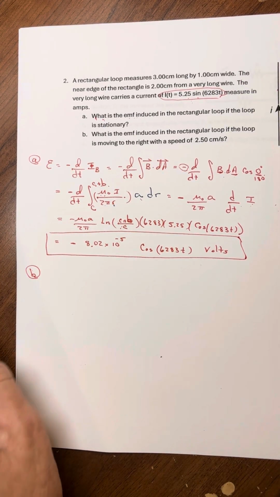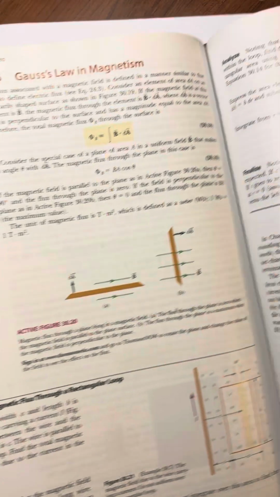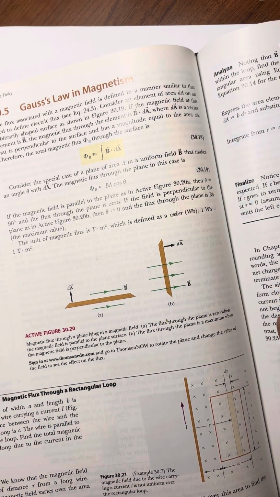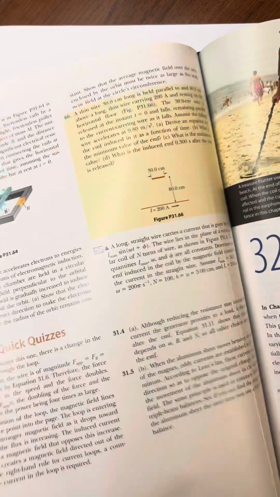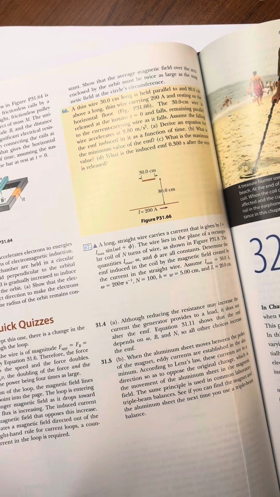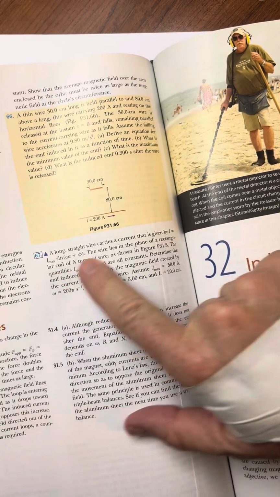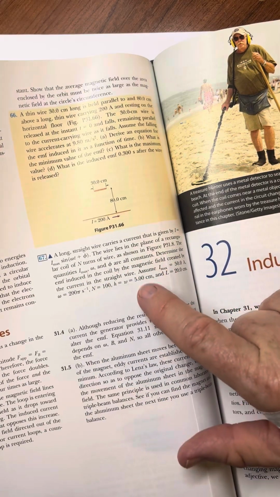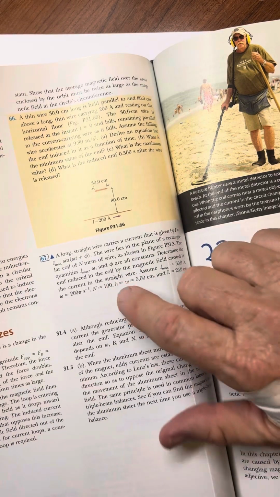But here's a more challenging one. In fact, let me grab the book here. If I go over here to 31, go to the problems that you did. One of the ones you should be doing is this one, a long straight wire carrying a current I, there it is, in a plane, rectangle. And so this was one of the homework problems, and other than things are a little different, this is the one that we basically just did.